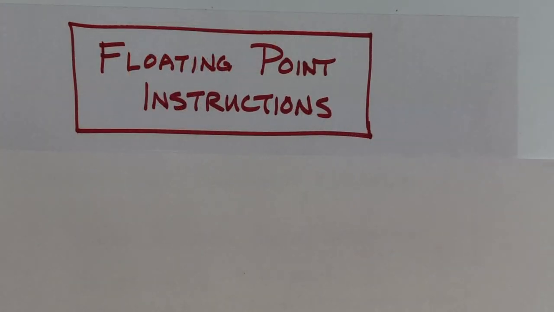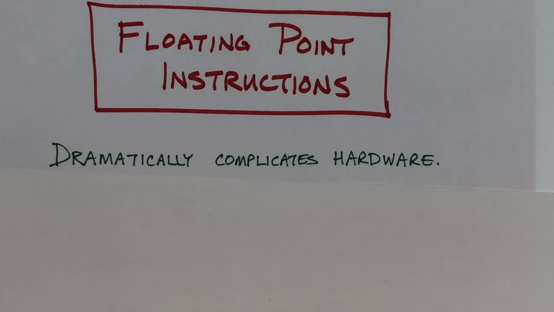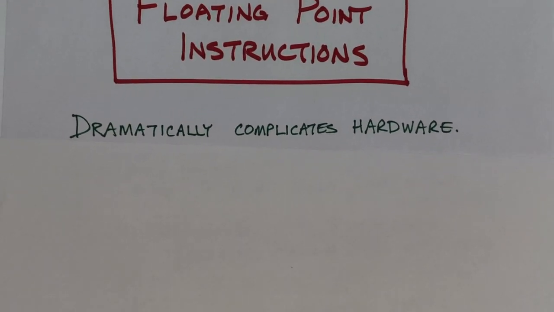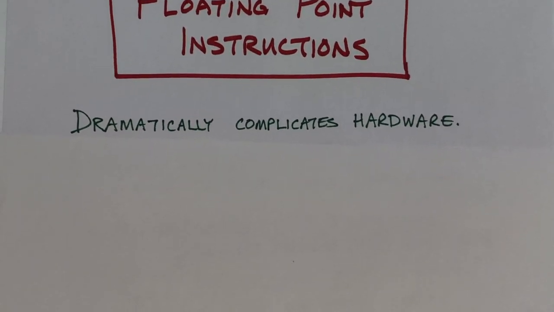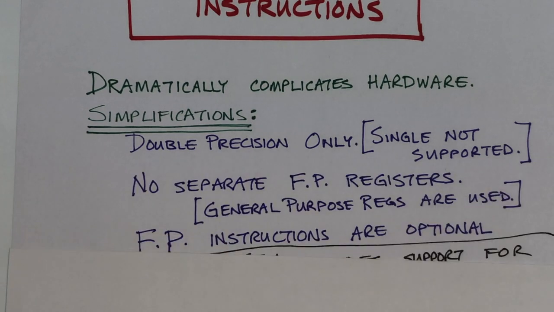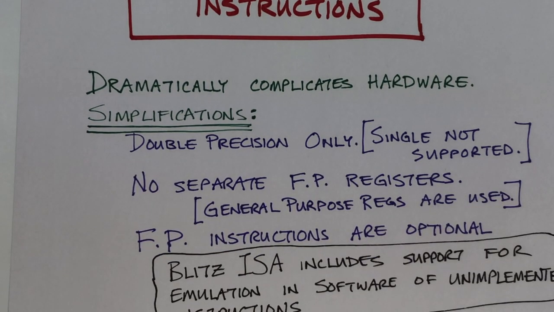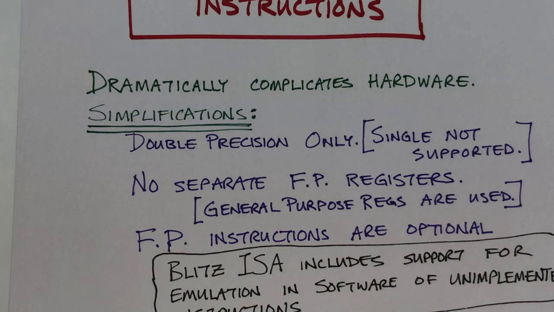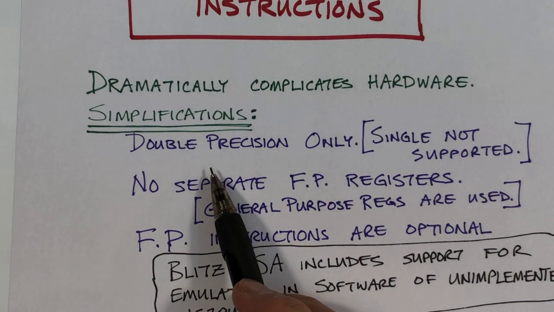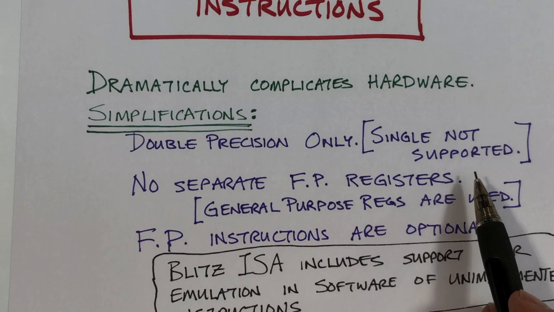The Blitz architecture contains floating point, so let's take a look at some of the floating point instructions next. Let me start by saying that floating point is really complicated, and it complicates the hardware. So the Blitz architecture makes several simplifying assumptions. First of all, Blitz only supports double precision. Single precision floating point is not supported.